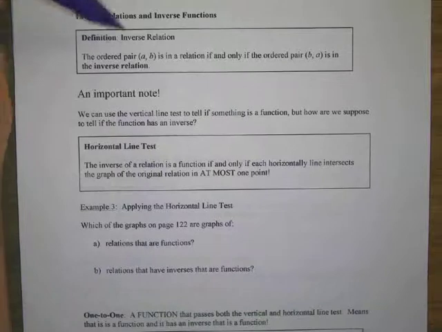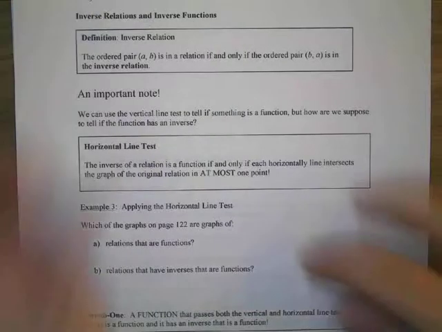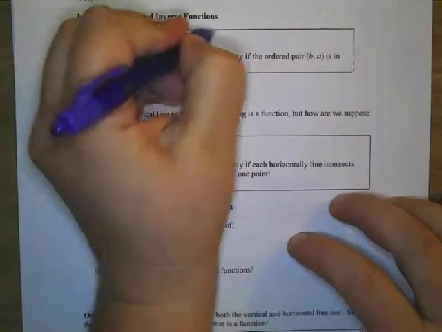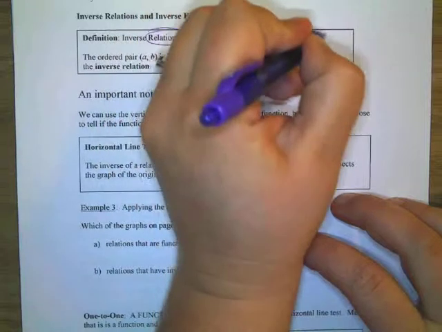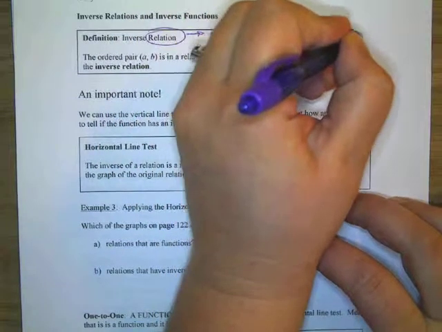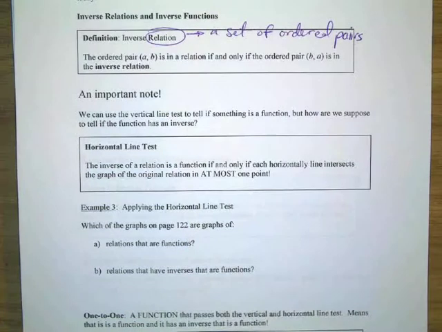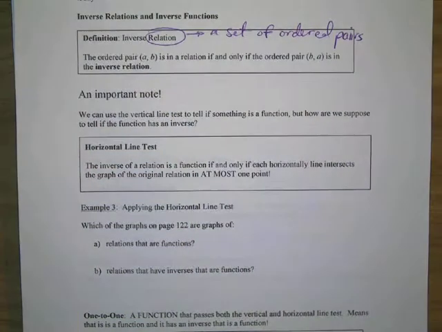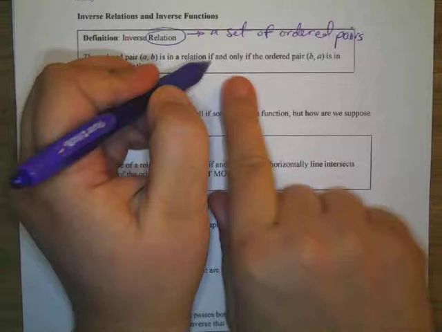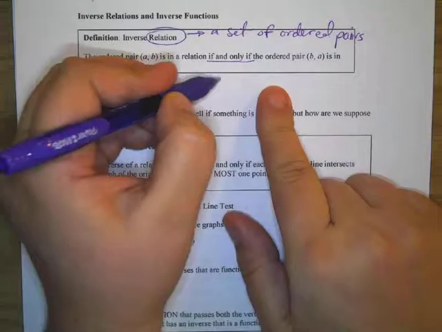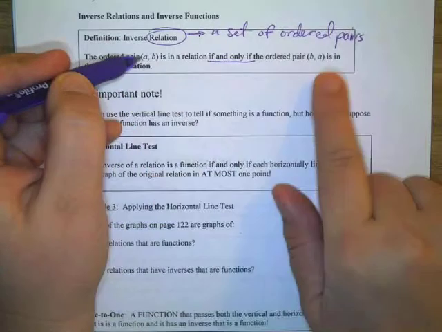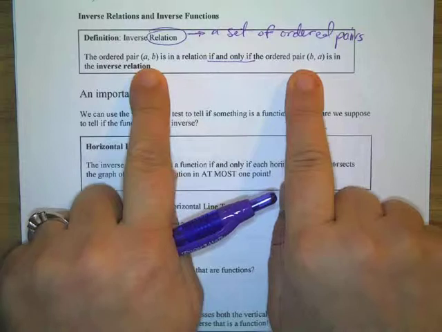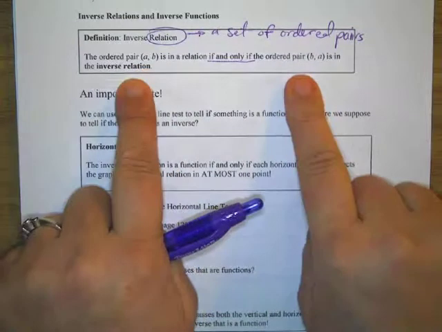So, an inverse relation, now remember a relation is a set of ordered pairs. We've talked about a relation a little bit, but we don't talk about it very often. So a relation is a set of ordered pairs. So they say we have an inverse relation if and only if, you guys remember that from geometry? IFF. So if we have an ordered pair, you see what happened? What happened to the A and the B? They switched. That's an inverse relation.